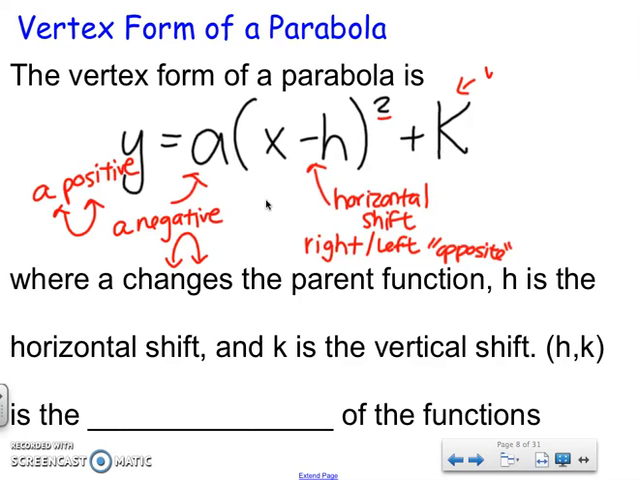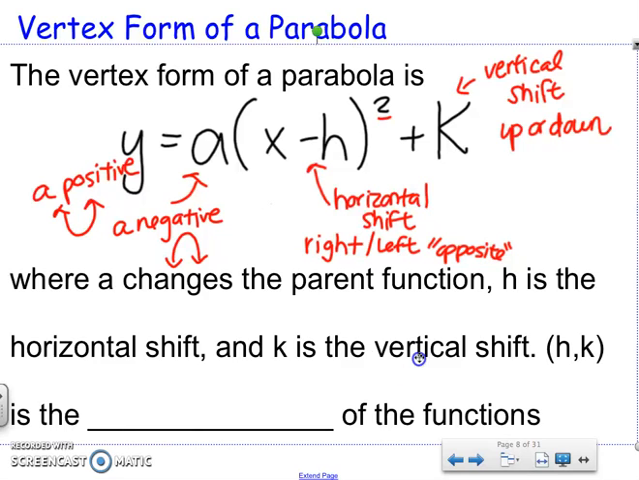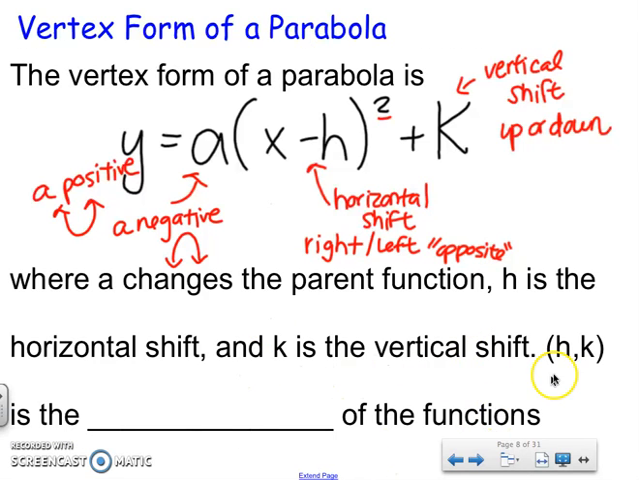And then K is called the vertical shift. And again, vertical means up or down. So if it was positive, you would go up, and if it was negative, you would go down. Okay? So H is the horizontal shift, K is the vertical shift. So our vertex is going to be H comma K. So the vertex, which is the first thing we're going to find, is H comma K. So what you're going to have to do is change this sign in here and then keep that number for your vertex. Okay? So let's take a look at some examples.